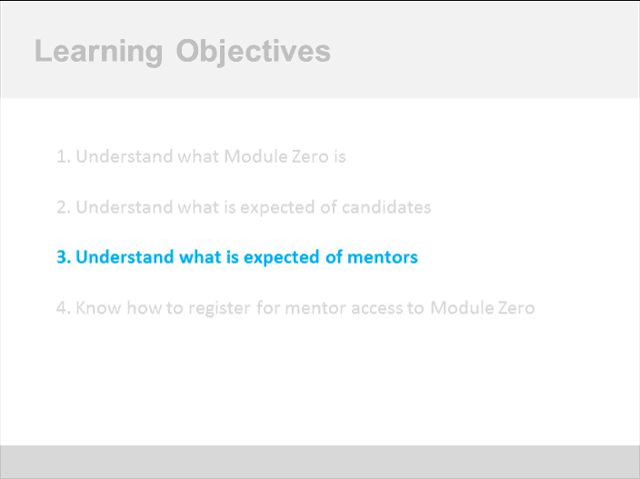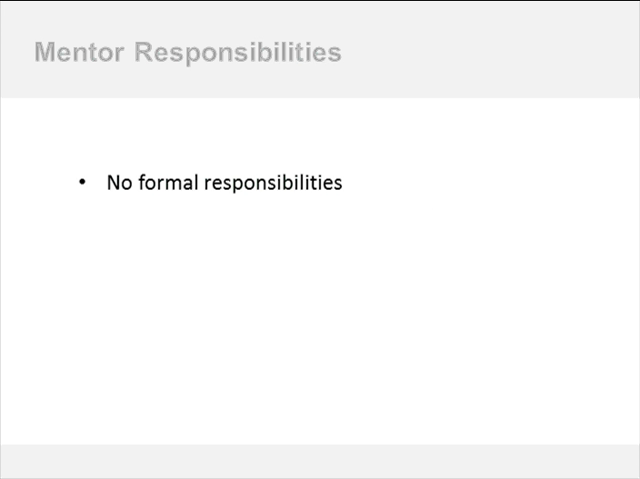Now that you have an idea of what's expected of candidates, we'll cover what's expected of mentors with respect to supporting candidates through Module 0. The short answer is really nothing. As we've already indicated, Module 0 is designed to be self-directed, so everything that students need can be found within the module itself. That would include the learning materials for all the topics, even the ones that students did not register for, the review questions for all the topics, and also access to subject matter experts. So we don't anticipate that mentors will need to be heavily involved.